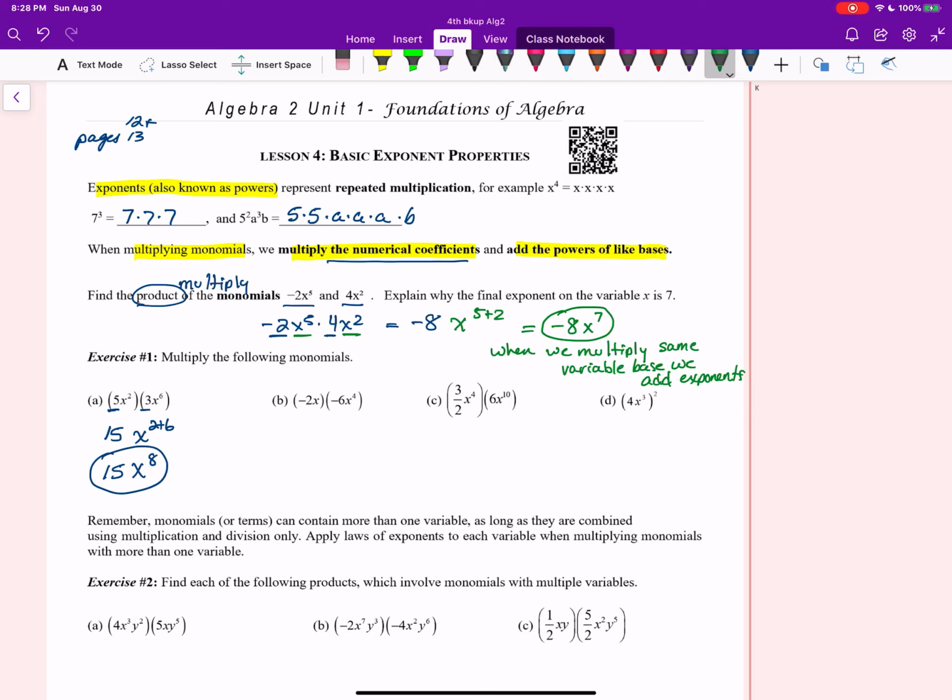Negative 2x times negative 6x to the 4th. We multiply the coefficients. Negative 2 times negative 6 is positive 12. x to the first times x to the 4th is x to the 1 plus 4. So 12x to the 5th.